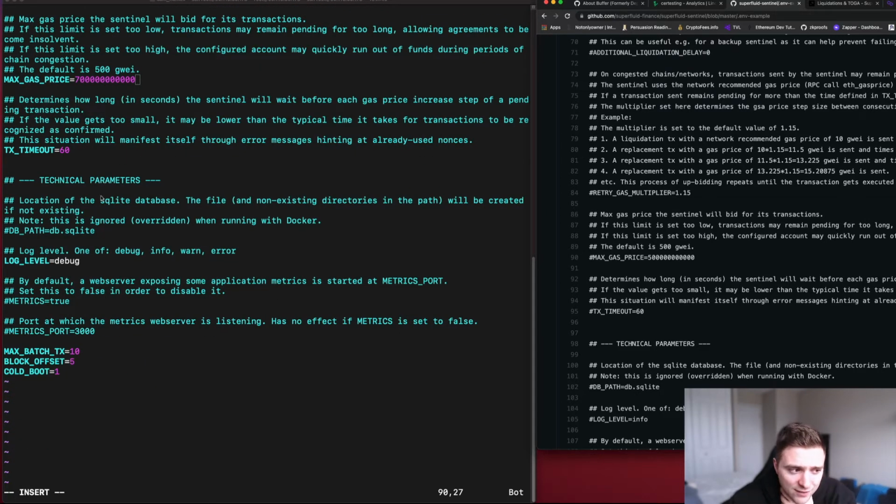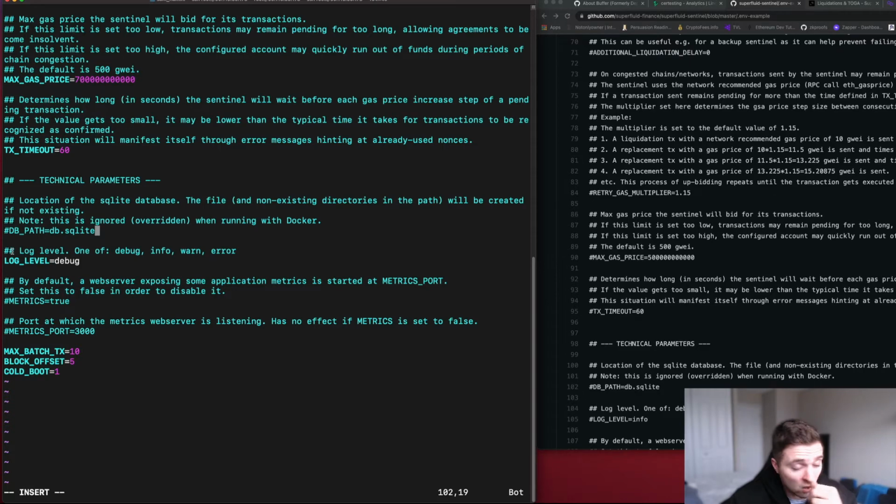Finally, some technical parameters. If you have a custom path to a SQLite database, right, which is the database that's going to be used within the Sentinel to help run your Sentinel, you can enter that here. This is the default path, and if you're using Docker, it's overridden. But for me, I'm just going to comment this out. I'm not going to set this parameter.